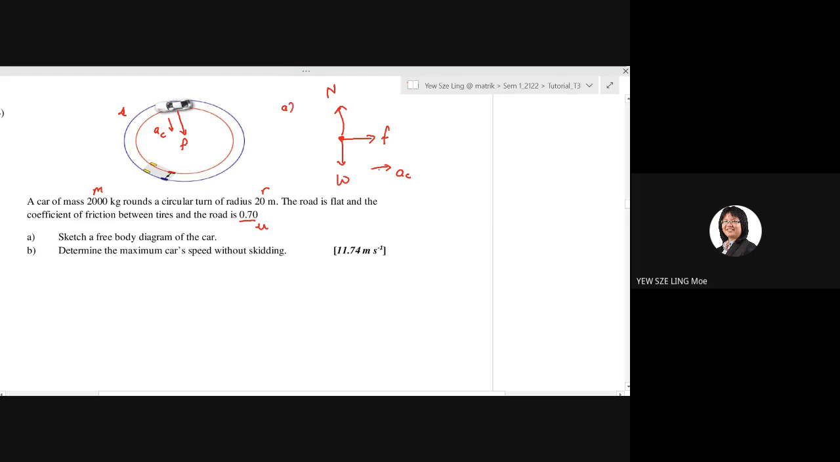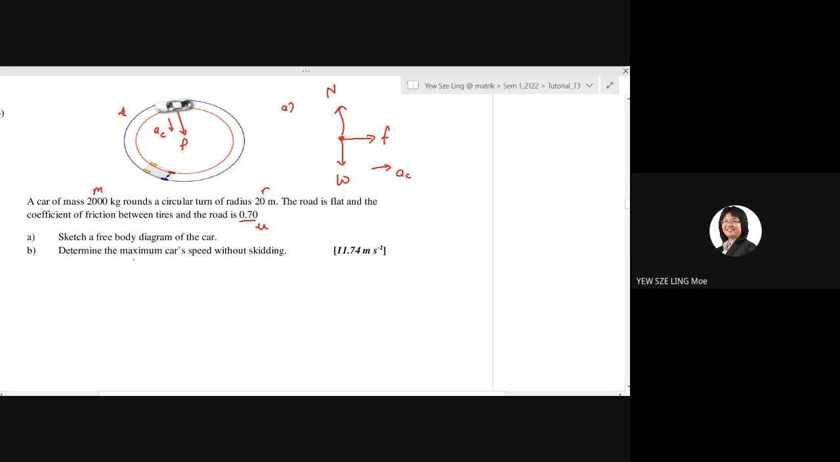You have the free body diagram, and I put F going to the right because that is the direction of my AC. Now, some students ask me, can I put the frictional force to the left-hand side? Yes, you can. Just remember to show the direction of AC so that the reader knows your frictional force is parallel to the AC and pointing in the same direction as your centripetal acceleration. All right, so that is your question A.